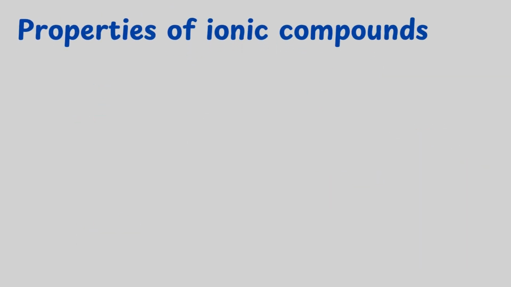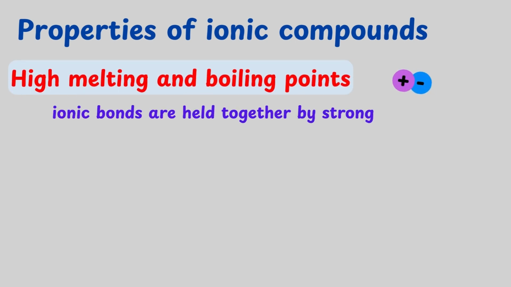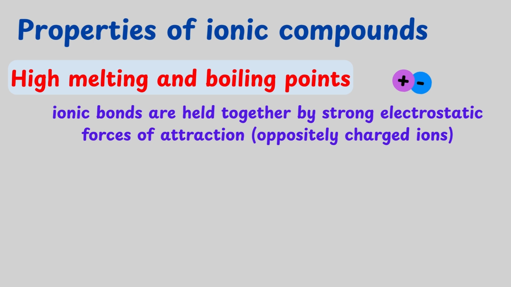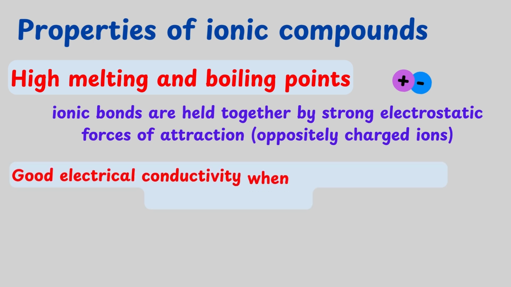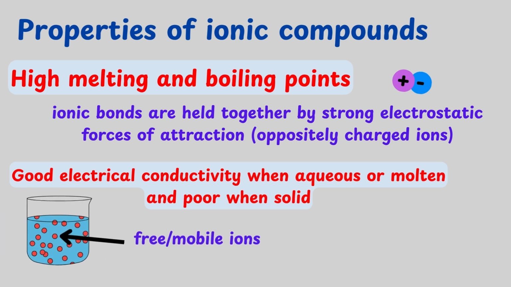Properties of ionic compounds. Ionic compounds have high melting and boiling points because ionic bonds are held together by strong electrostatic forces of attraction between oppositely charged ions. They have good electrical conductivity when aqueous or molten, as there are free mobile ions, but poor electrical conductivity in the solid state. Ionic compounds are also soluble in water.